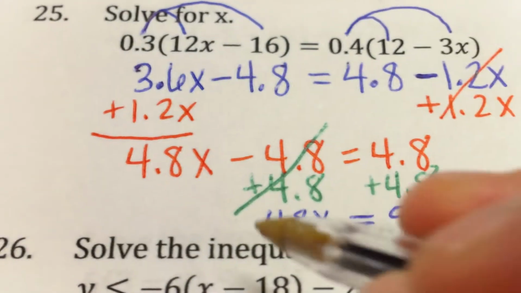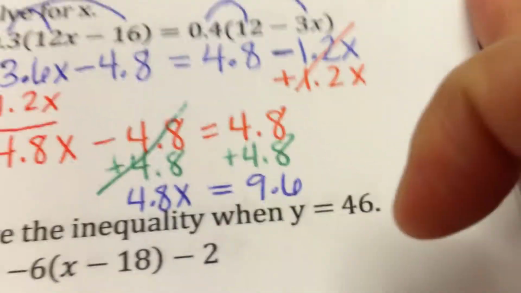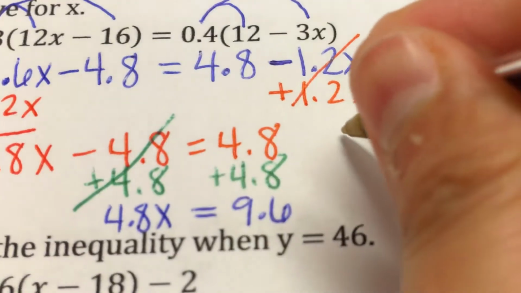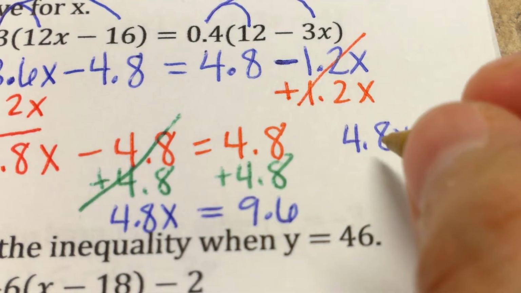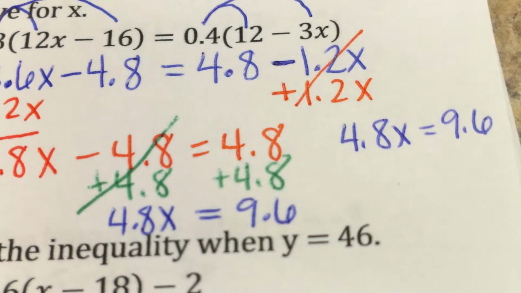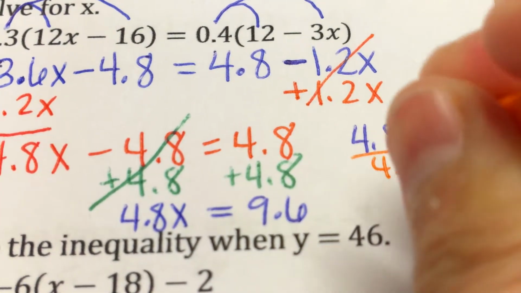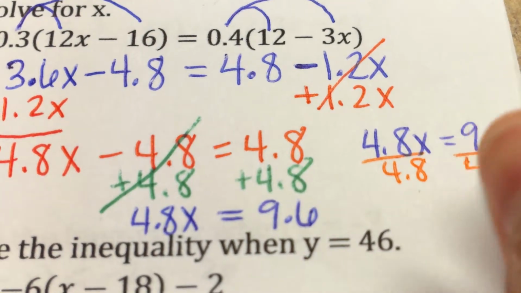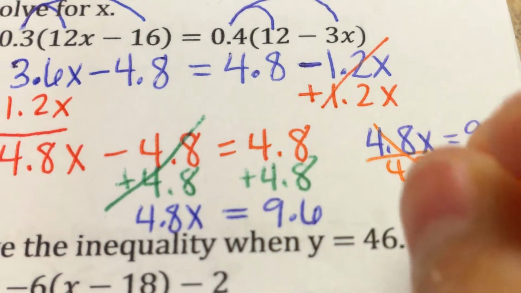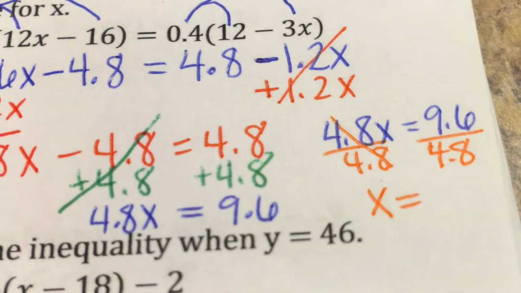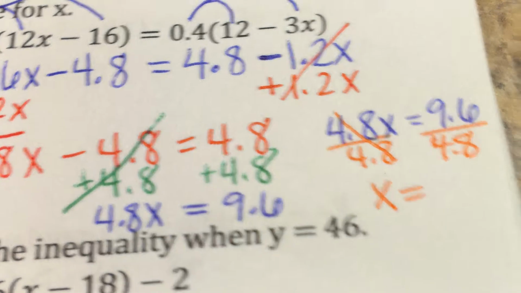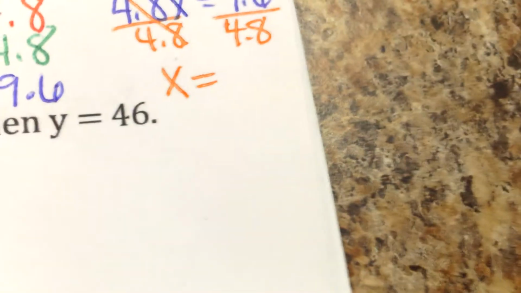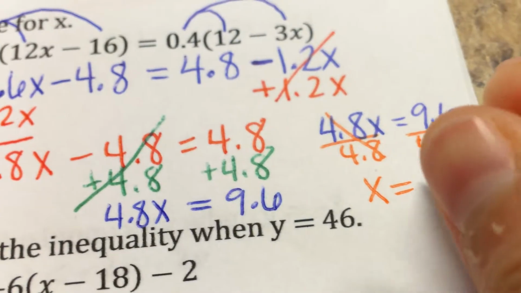Almost done. We need to get rid of this 4.8. I ran out of room, so I'm going to rewrite it over here. So 4.8 is multiplying by x. We have to do the opposite. Divide by 4.8 to both sides. This cancels. X equals, we're going to divide that. 9.6 divided by 4.8, which should be 2. Yep, 2. X equals 2.